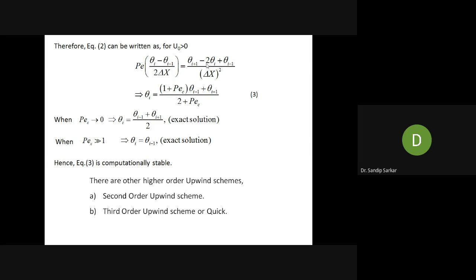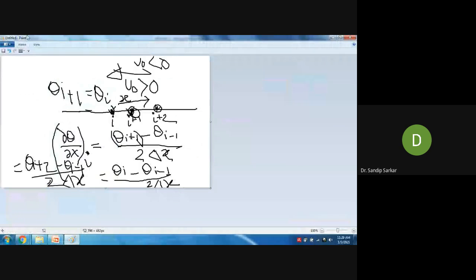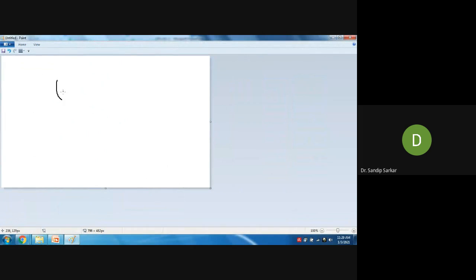Okay, let me write it here. I think you have some difficulties in understanding. What we are getting is (1 plus Peclet number) into theta I minus 1 plus theta I plus 1, divided by 2 plus Peclet number. This is the expression.